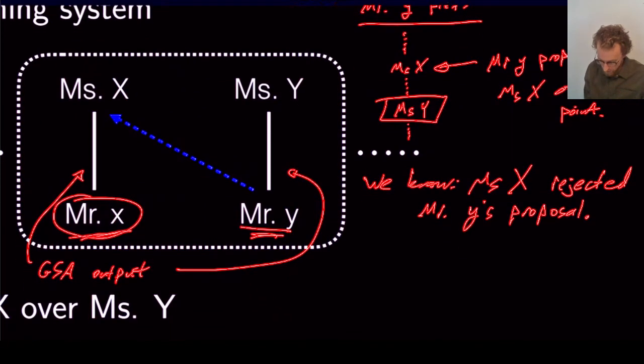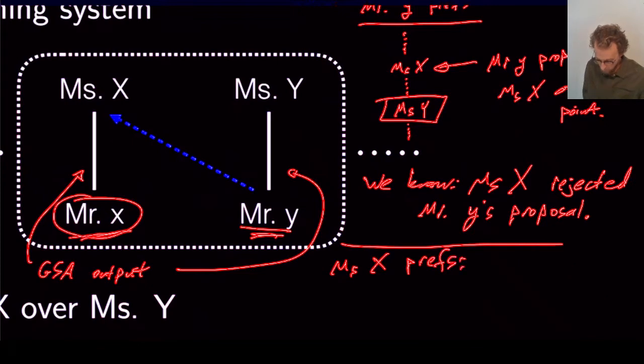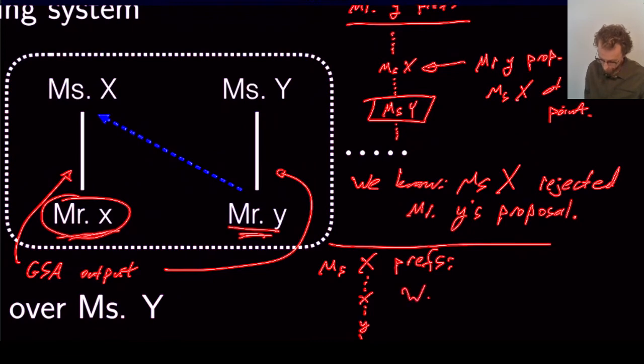We can actually write down what we know about Ms. X's preferences. So here's Ms. X prefs. Well, she's got some favorites. We don't know who they are. And then she likes Mr. X, and then she likes some more guys, and then she likes Mr. Y. Okay. So what does this mean? It means that Ms. X prefers the person she is with over Mr. Y.